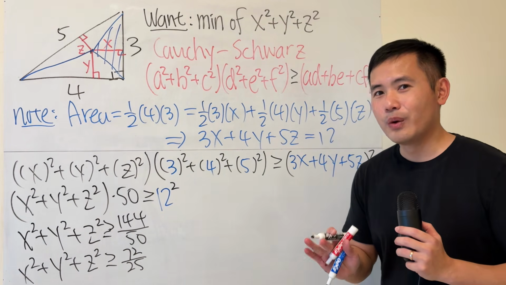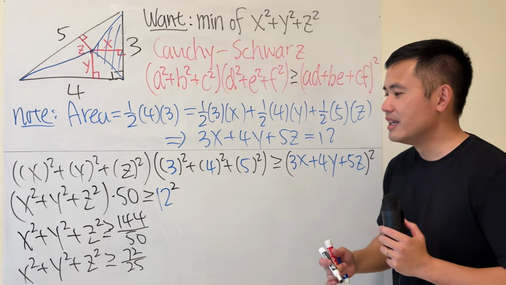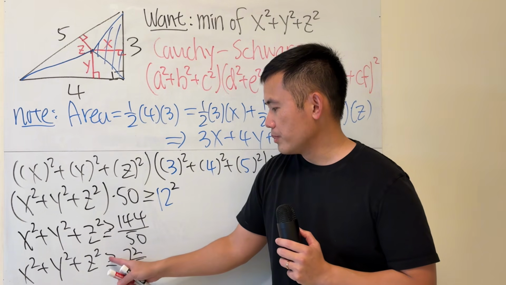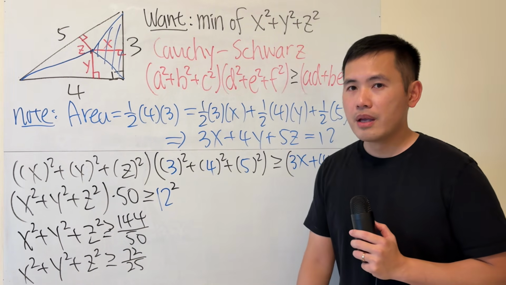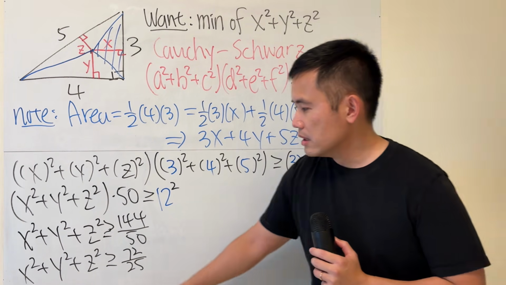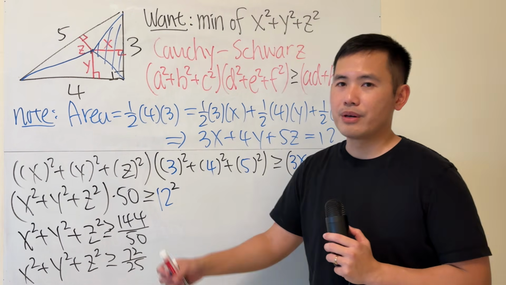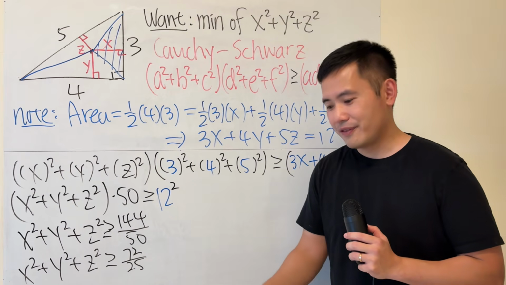But wait, we are not done yet. Because this right here is just an inequality, right? We know this expression is always going to be greater than or equal to this number. How can we be sure that this expression can be equal to this number? Well, we have to find it.